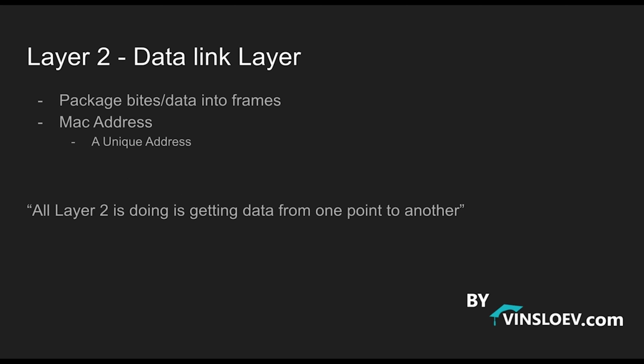Then we have layer 2, which is the data link layer, and this is where we package our bytes into frames. It is also in this layer that we have the MAC addresses on our computer, which is a unique address that is hard-coded into your network card, meaning that, compared to an IP address, which you can change whenever you want, you cannot change your MAC address. You can do MAC address spoofing, but that is a totally different thing. So this is layer 2, where we are using MAC addresses if we are going to communicate.